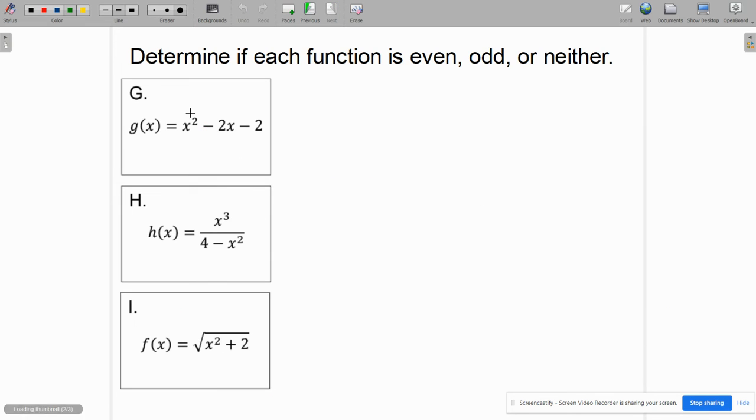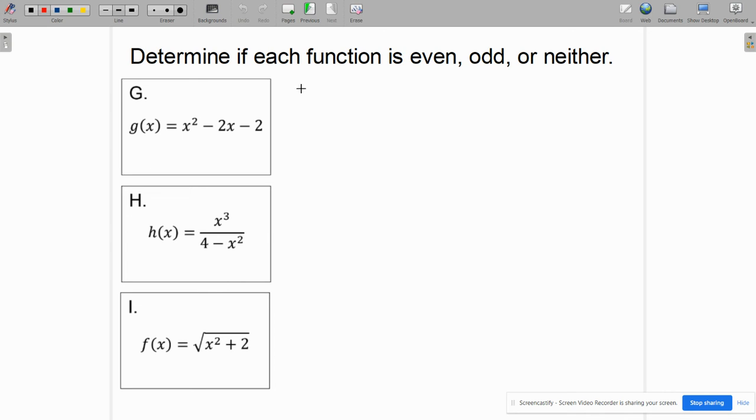So what can we do if we're given a function and asked to determine if it's even, odd, or neither? You can do one of two things. One option is you could plug it into your calculator and look at it graphically. If it's symmetric about the y-axis, then we know it's even. If it has rotational symmetry about the origin, then we know that it's odd if that rotation is 180 degrees. And if it doesn't have either, then it's neither.